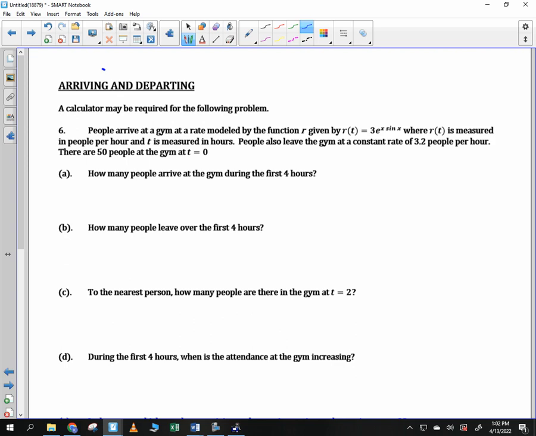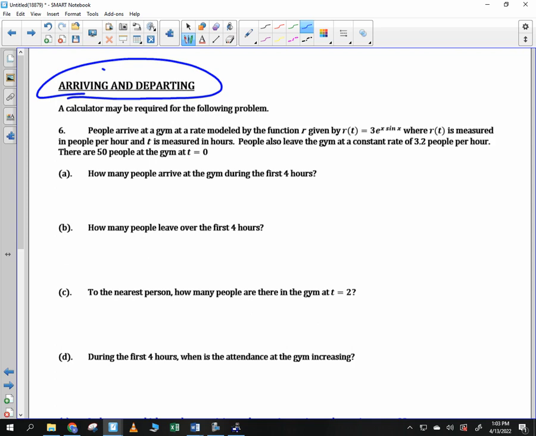Okay, this is probably the third or fourth most common type of question that you get for free response. This is what I call an arriving and departing kind of question. And this can be all sorts of scenarios. For example, we've seen ones where rock is being brought into a plant and then it's being processed. So as it's being brought in and processed, that's arriving and departing.